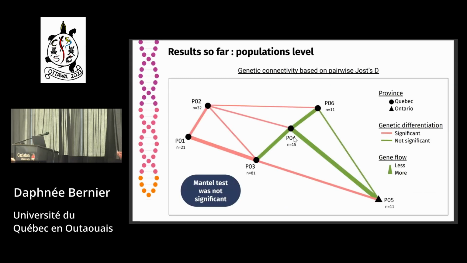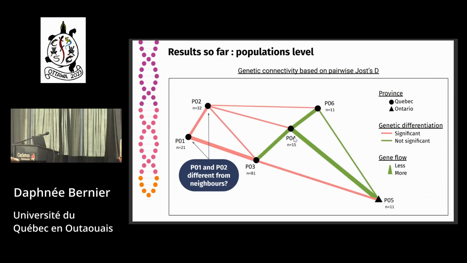Second, physical distance and genetic distance do not seem to be correlated, which was confirmed by a Mantel test that was not significant. And thirdly, population 1 and population 2 seem to be different from their closest neighbors. Unfortunately, these populations did not have a lot of individuals. I forgot to mention that for this statistic I used only populations with 10 or more individuals, so there still might not be enough individuals in each population for it to be very accurate.